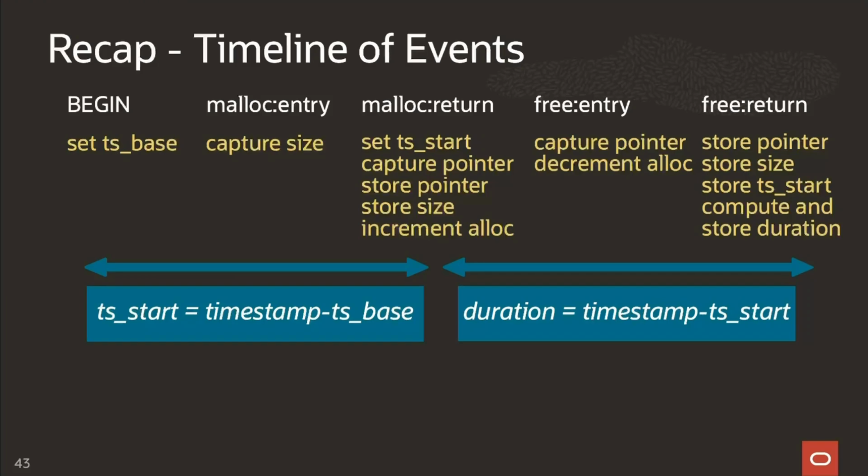In the blue boxes, it's shown how to compute those times. The time in the malloc is measured relative to the begin probe, and all we do is timestamp minus ts_base. For the duration, we are in the return. We take the timestamp and we subtract it from when we recorded that the malloc started. And that will give us some sort of lifetime, active time, for that memory block.